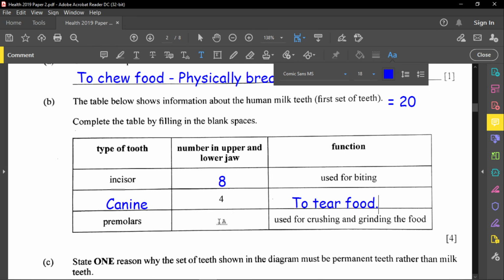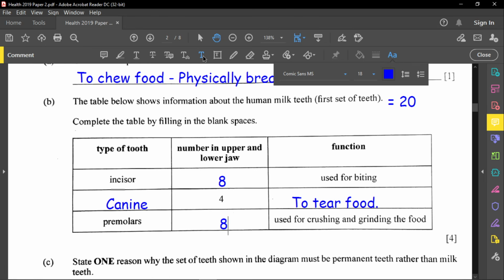Premolar, we also have 8 premolar, and it's used for crushing and grinding of the food. If you notice, 8 plus 4 is 12, plus 8 is 20. So we have 20 temporary teeth or milk teeth. But I want to give you another set of teeth that is not found in the milk teeth, but is found in the permanent set of teeth. I'm going to type it right here at the bottom of the chart.